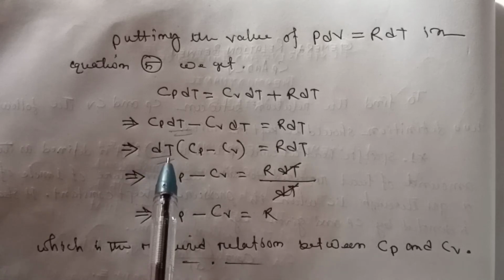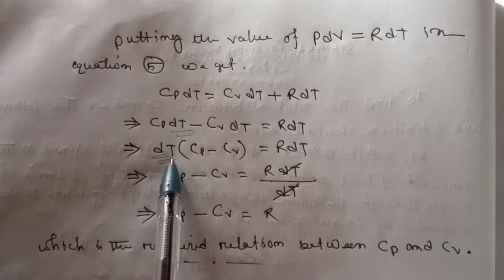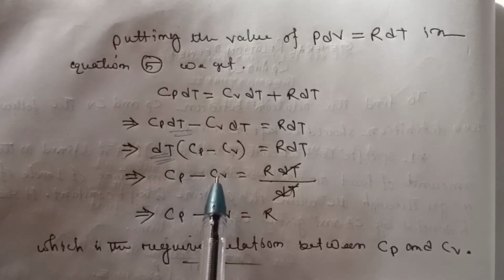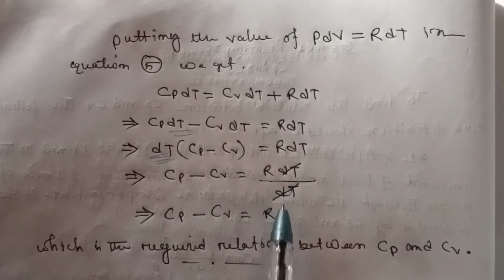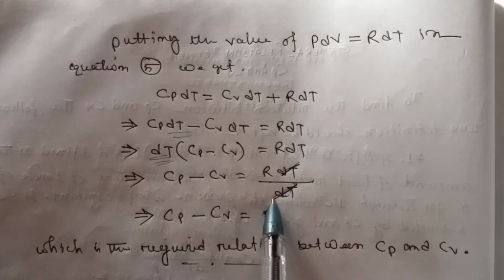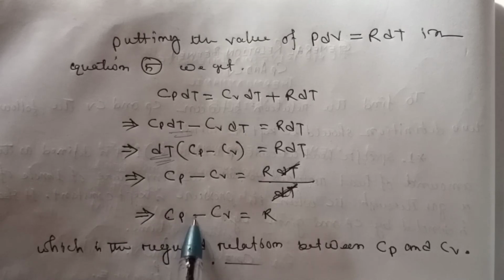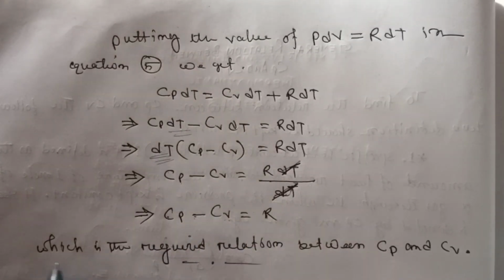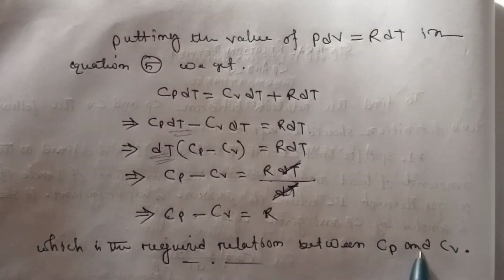Now dividing by dT on both sides, we get Cp minus Cv equal to R dT by dT. This term and this term get cancelled. This implies Cp minus Cv equal to R, which is the required relation between Cp and Cv.